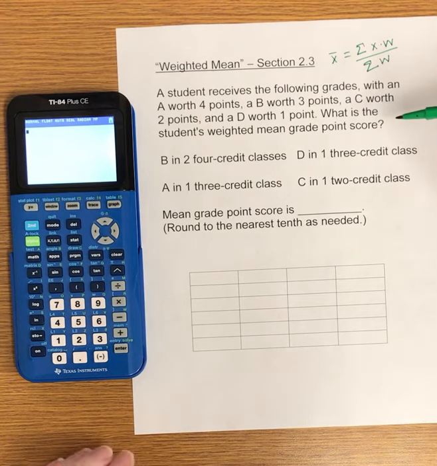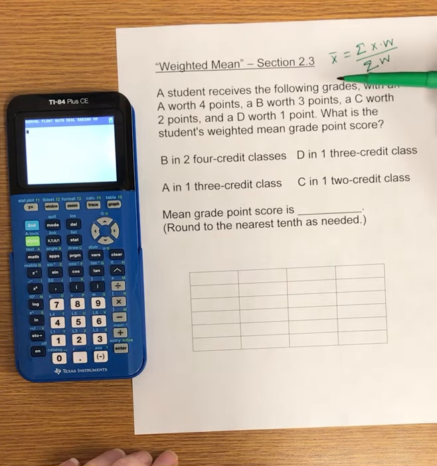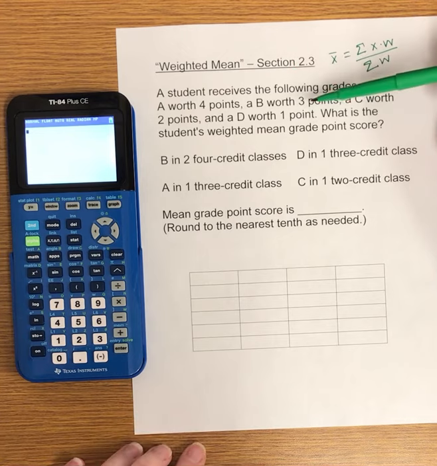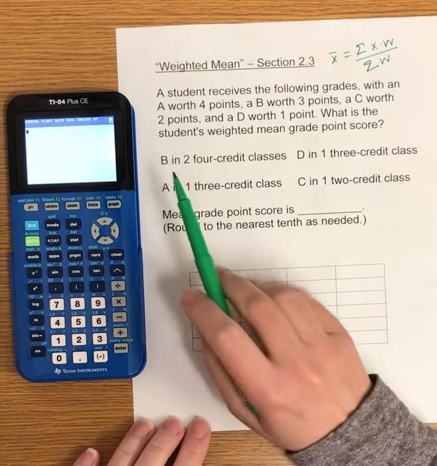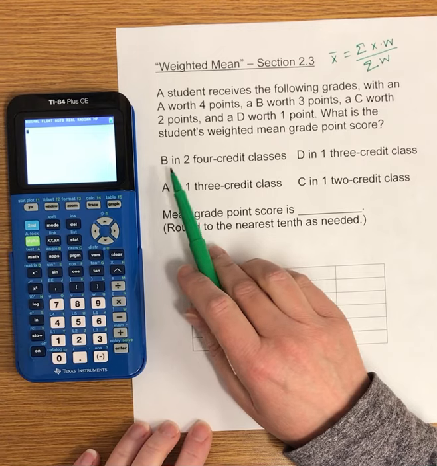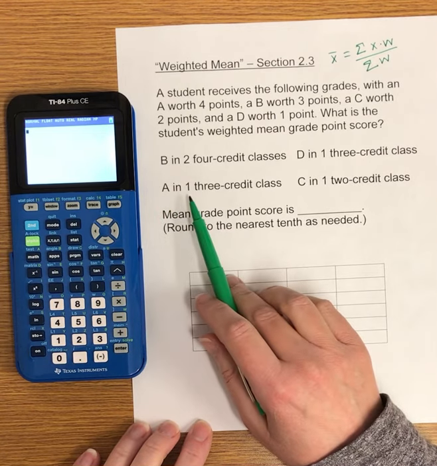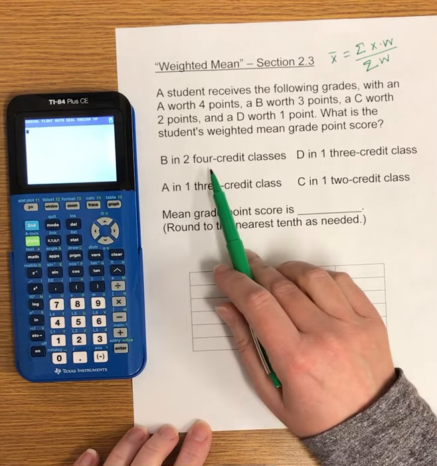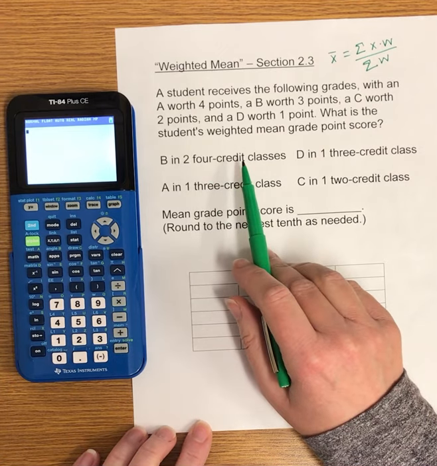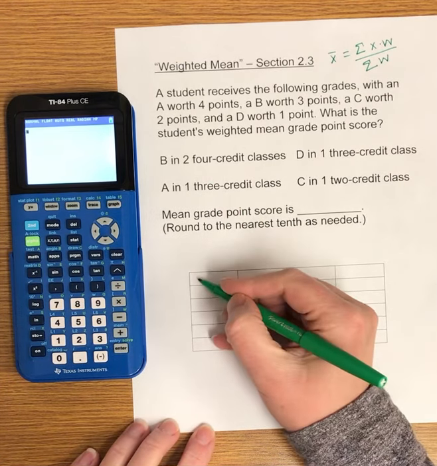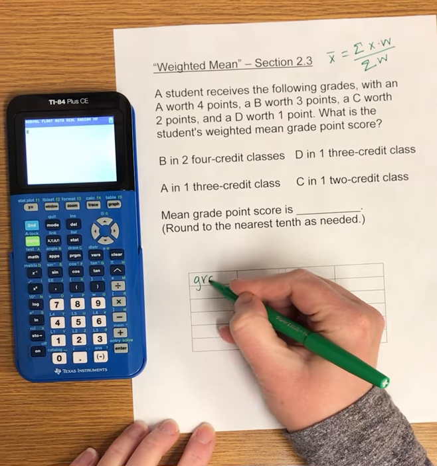There's a lot of information packed into this problem. One thing we're told is how many points each letter grade is worth. Another thing we're told is what grades the student made in these classes. And then finally, we know how many credits each class was. So let's get organized. Let's list the grades that this student made.